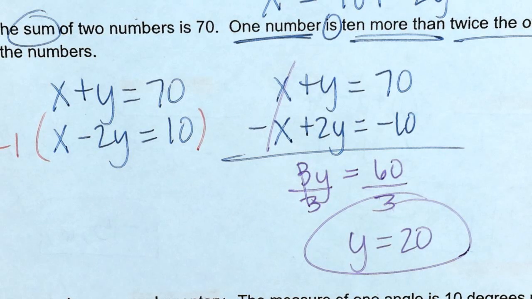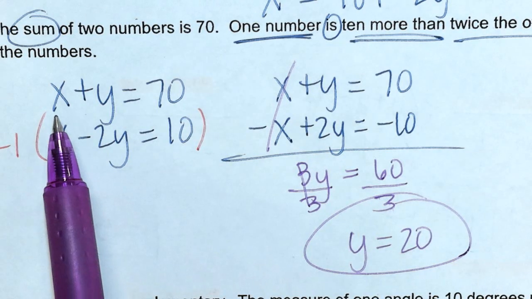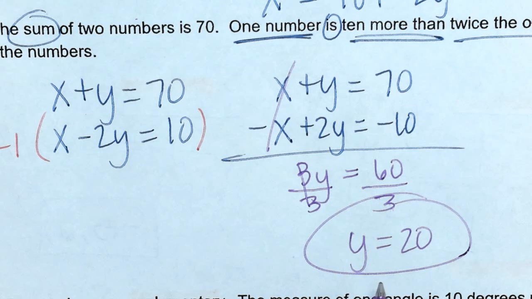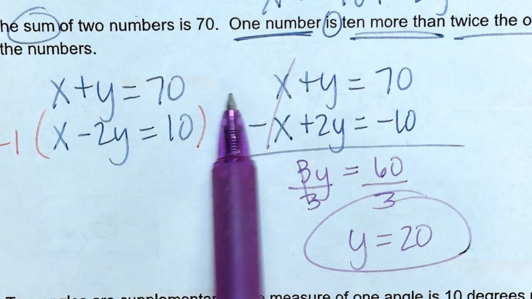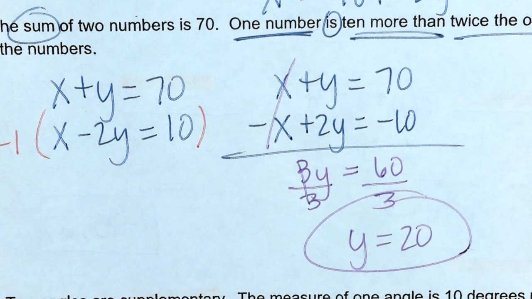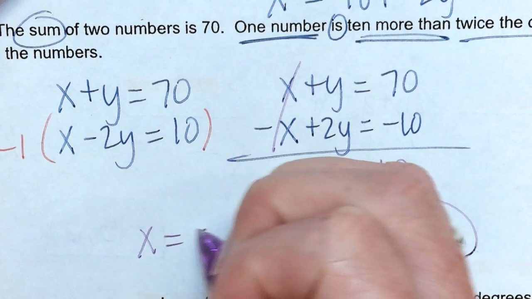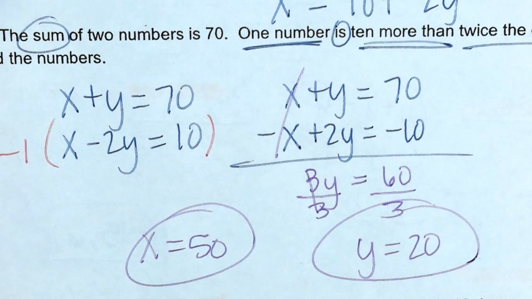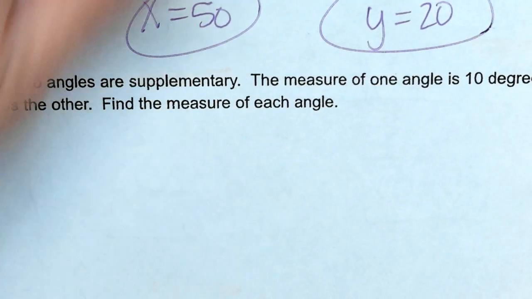So what's the other number? I've got to plug it back in, yes? And I would say x plus 20 equals 70. So what's the other number? 50. Do I write this as a coordinate? No, because it says, what are the numbers? The numbers are 20 and 50, yes? All right, look at the next one.